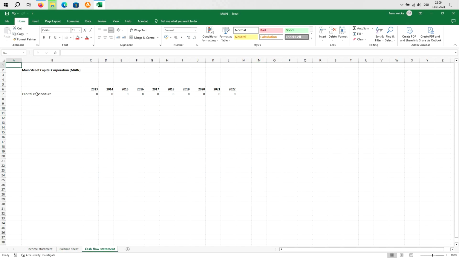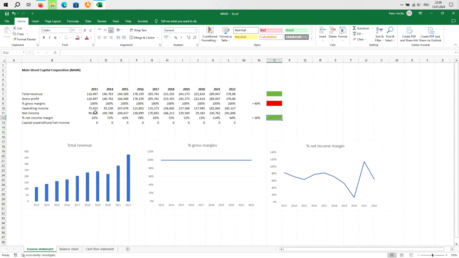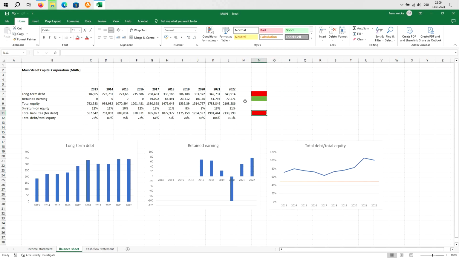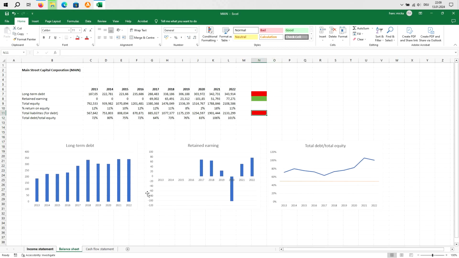Then in the cash flow statement we analyze capital expenditure. This basically shows how much money they reinvest back into, I don't know, real estate, plants, machinery, and so on, you know what I mean. And they don't disclose that, so unfortunately we cannot see it. But ideally you want this to be as high as possible through the years, because that means the company is reinvesting their money back. So now we see that we have 3 green flags and 3 red flags.